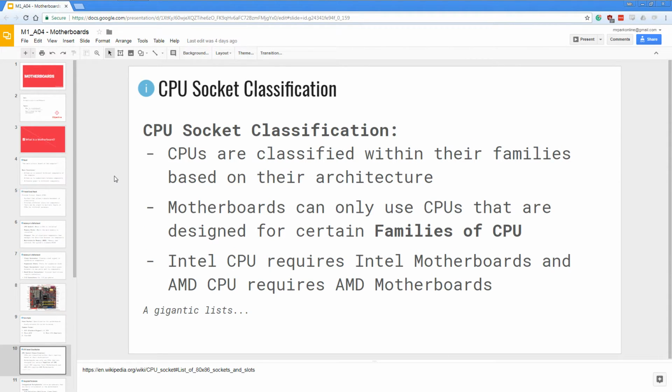Then we also have to talk about CPU socket classification. This determines what CPUs can be supported by the motherboard you bought. CPUs are classified within their families based on their architectures, and motherboards can only use CPUs that are designed for that certain family of CPU. Intel CPUs require Intel-based motherboards, and AMD CPUs require AMD motherboards. And there is a gigantic list of CPU families, so you really have to do your research before getting your motherboard.